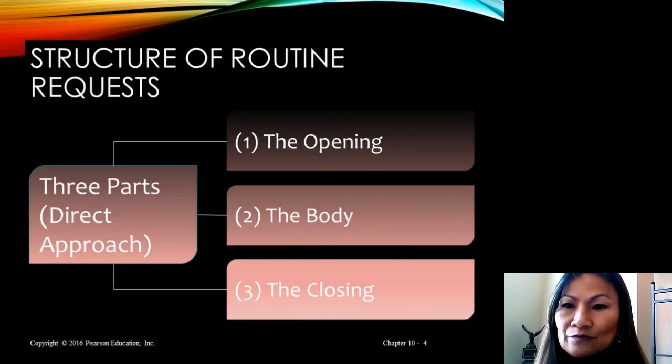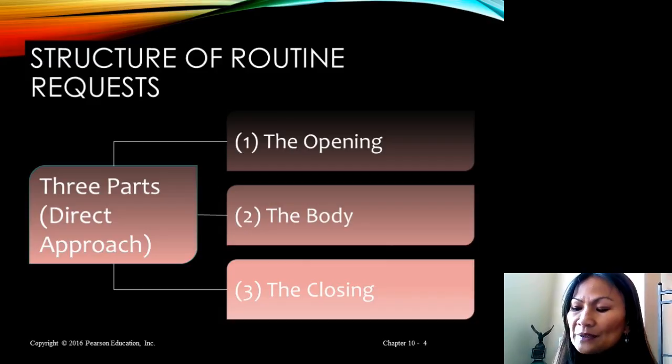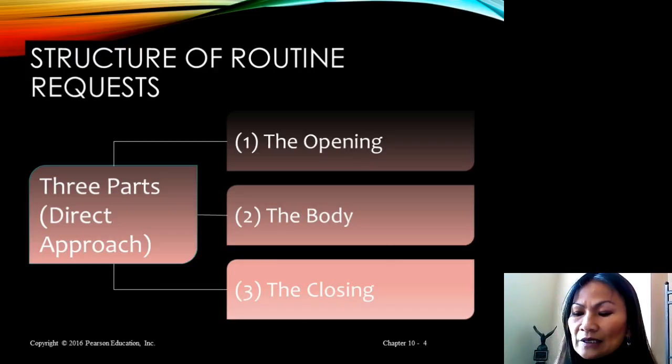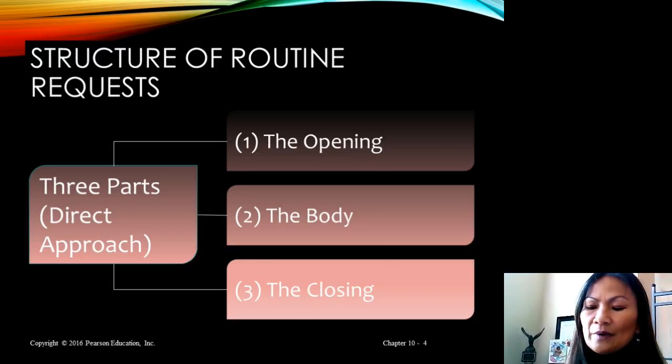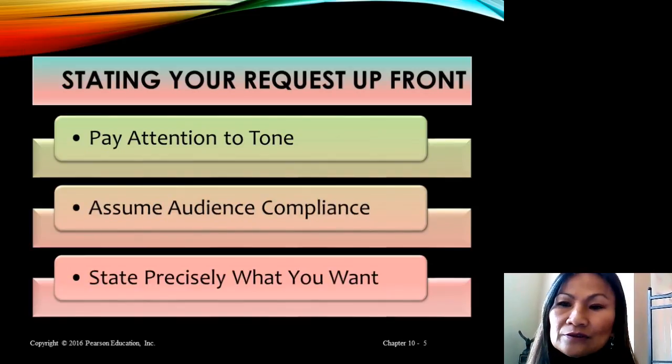Structure of routine requests. Like any other business message, a routine request will have 3 parts: an opening, a body, and a closing. When using the direct approach, open with your main idea, which is a clear statement of your request. Use the body to give details and justify your request, and close by requesting specific action.